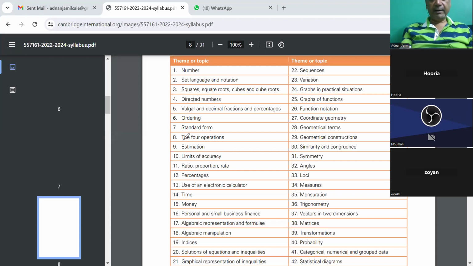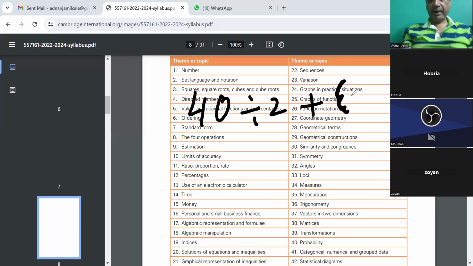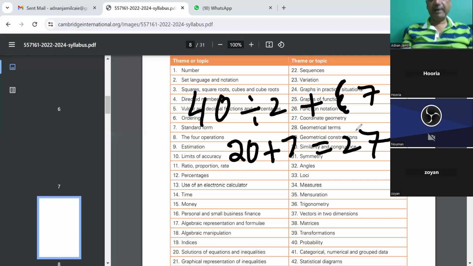Then we have the four operations. So you have seen many times that they give a question where you should know the BODMAS techniques. In modern mathematics it is now called BIDMAS, where I'll tell you what the abbreviations they use are. For example, I have taken a small example. We divide first, as you know, so we get 20, and then we add 7 to it. So that is 27. First of all, we do the brackets.